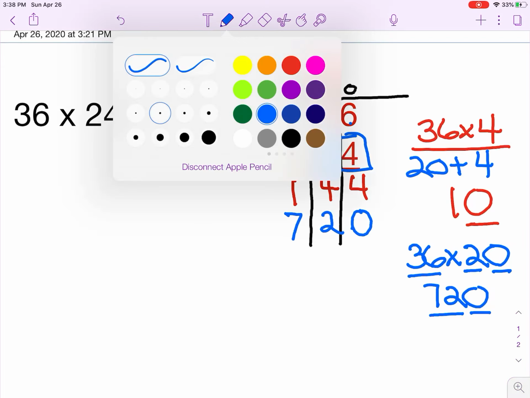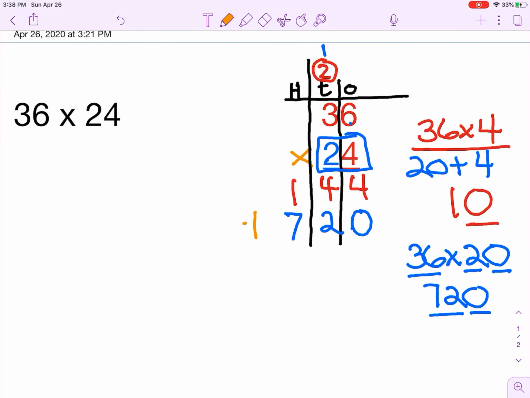My last step is to then add those two rows of numbers together. So the product of 36 times 4, which is 144, and the product of 36 times 20, which is 720. So I'm going to be adding 144 plus 720. So 4 plus 0 is 4. 4 plus 2 is 6. And 1 plus 7 is 8. And that gives me a product of 864.